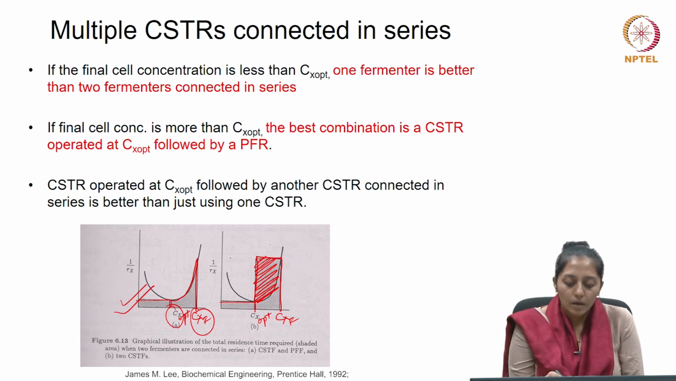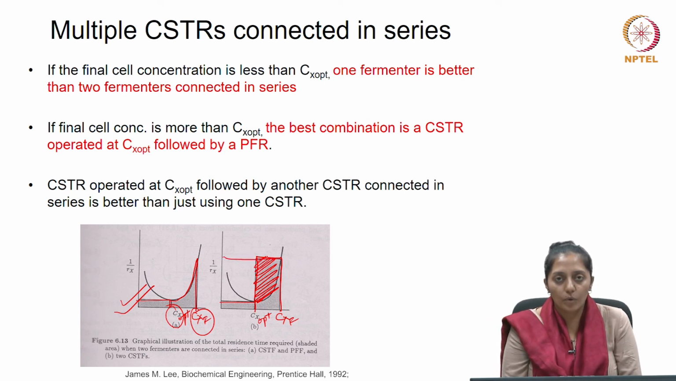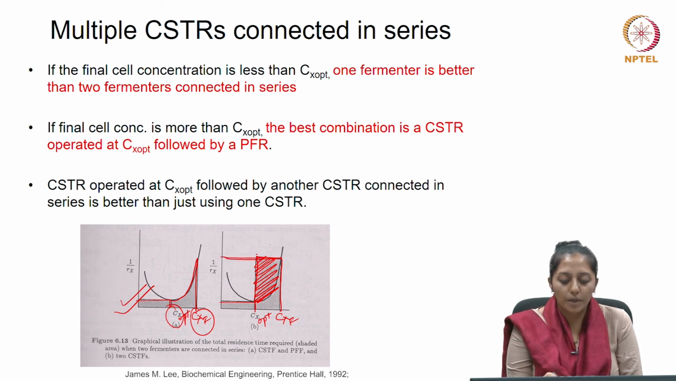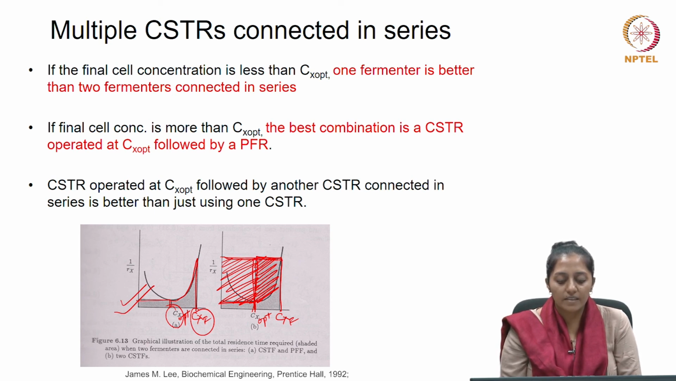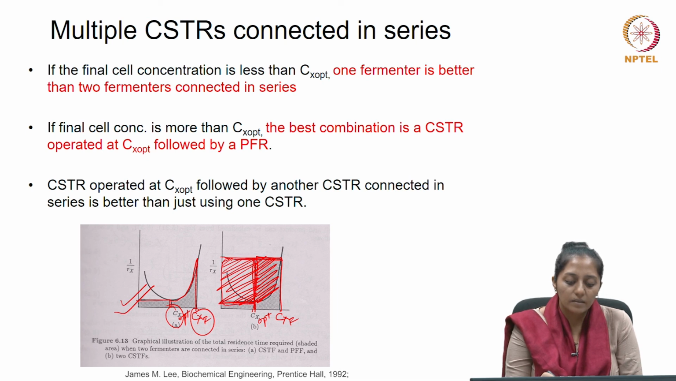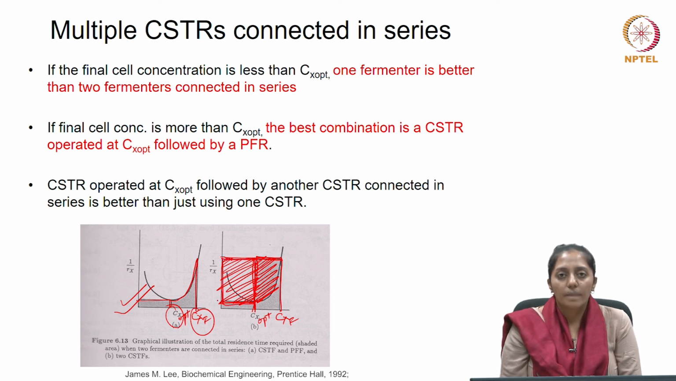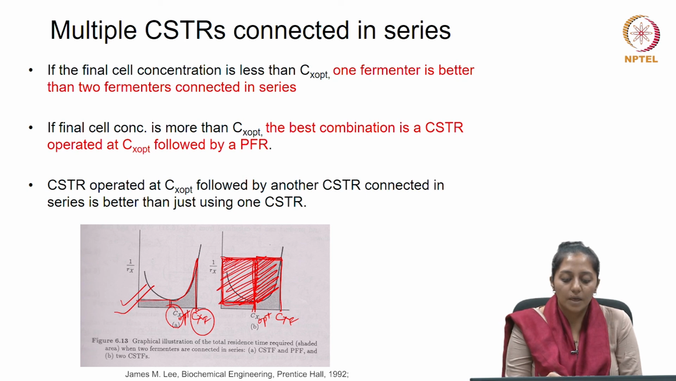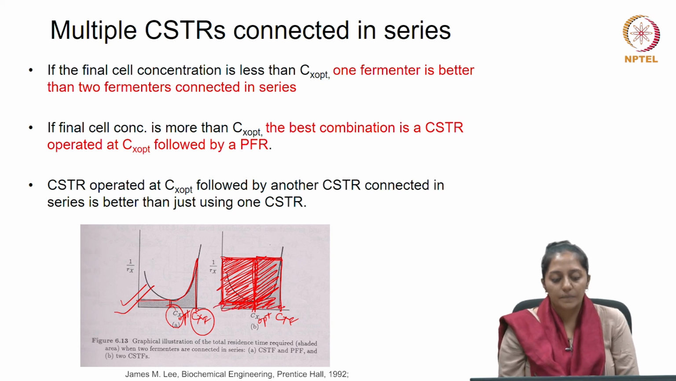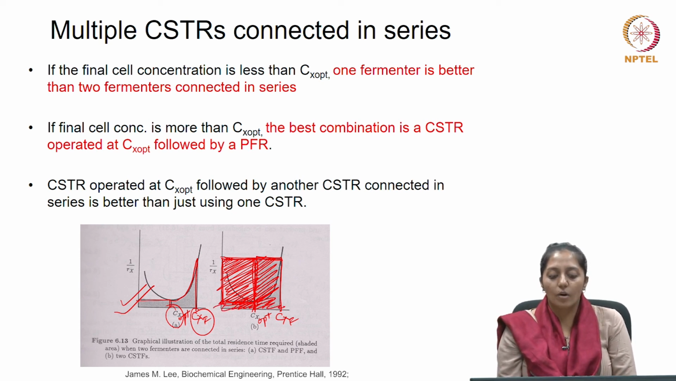However, running one CSTR only to reach that final biomass concentration still is not preferable, even compared with the combination of two CSTRs connected in series, because more residence time is required if only a single CSTR is running. So, therefore, a CSTR operated at Cx optimum followed by another CSTR connected in series is better than just using one CSTR.